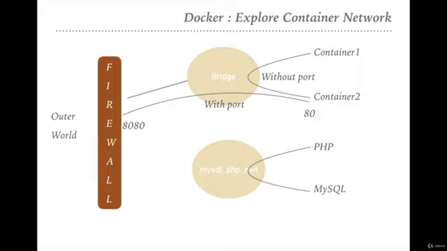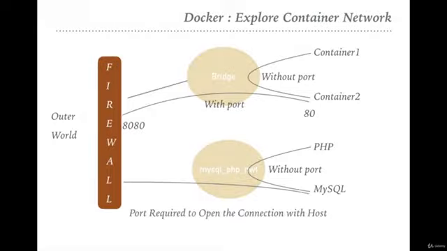But if MySQL needs to communicate with my local host on any port, then they need to communicate over a specific port, right? So a port is required to open the connection between the host and the container. But if two containers are running inside the same network, inside the same virtual private network, then they don't need any kind of port to communicate with each other, right? So this is the concept of networking inside the Docker and your local host machine.